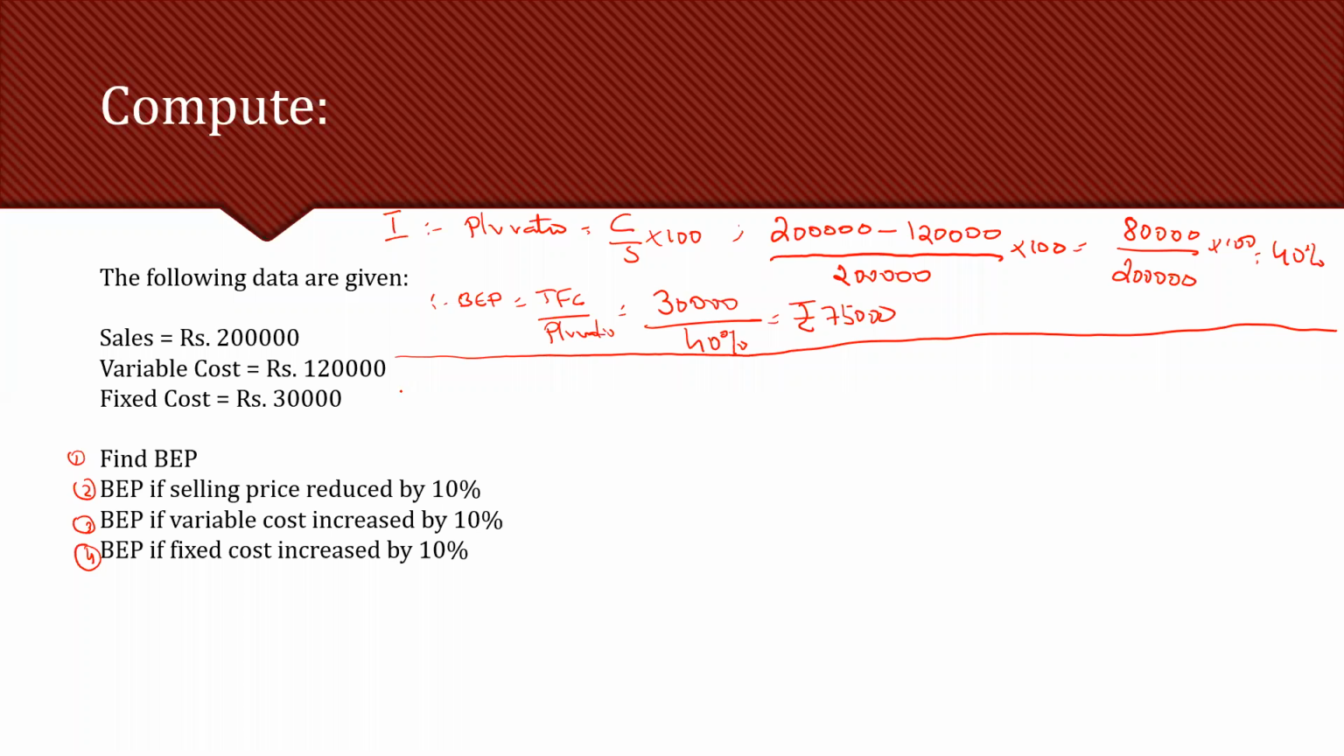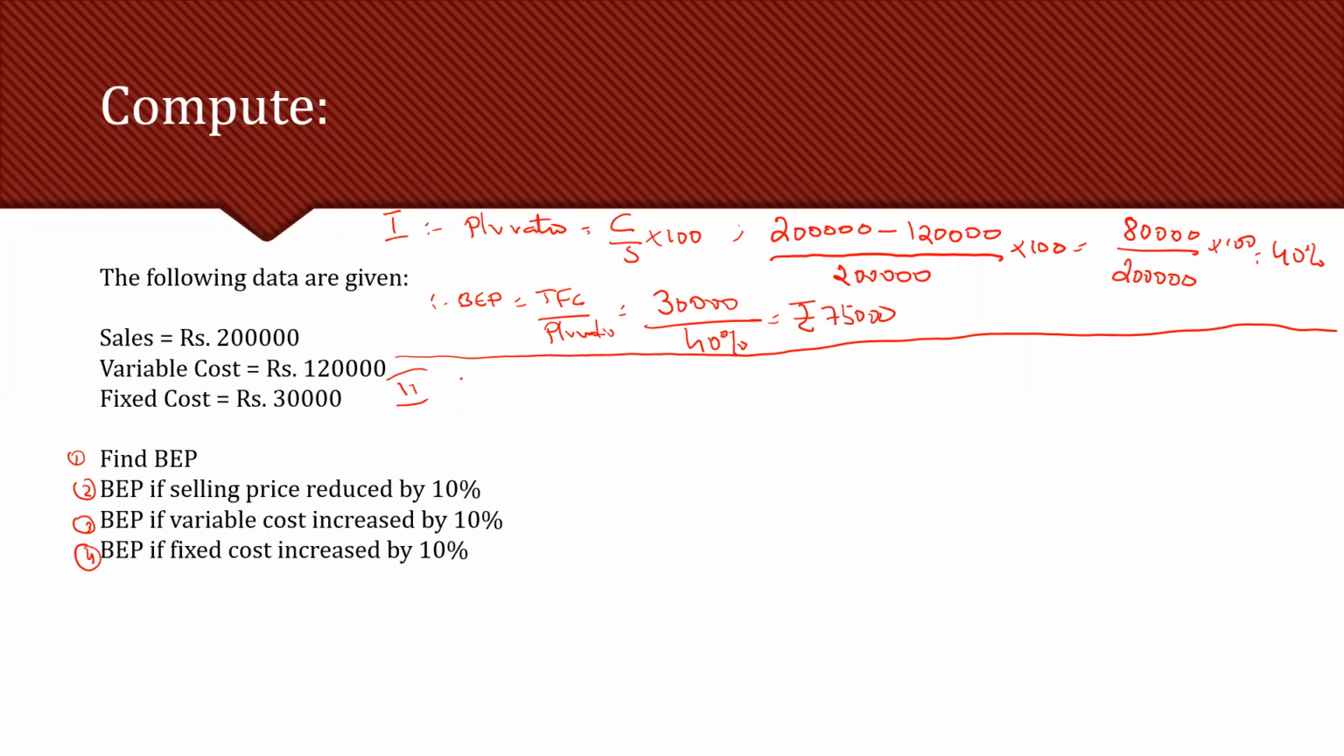Now when you are moving to the second case, what they are asking is, what is the break-even point if selling price is reduced by 10%? So what you have to do? Sales minus 10% of sales. In all 4 cases we need to find out the PV ratio, right? When we find the break-even point, we need to find the PV ratio. The differences in that PV ratio are what is given here. The first one is that selling price is reduced by 10%.